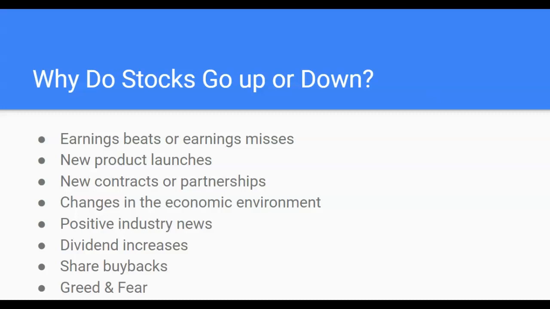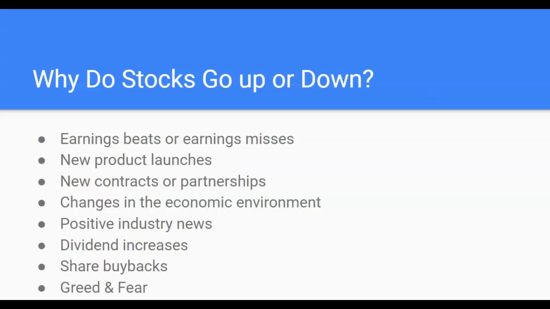Share buybacks. So share buybacks is another reason why stocks go up. For example, Apple is doing a big share buyback recently. If they're buying back shares, that means that if you own one share, they're reducing the number of shares outstanding, which makes your one share a bigger portion of the company without doing anything else. So share buybacks are a very, very good sign.